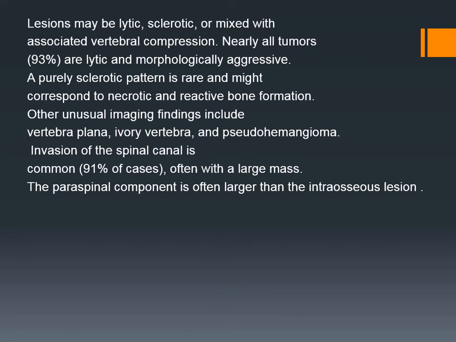Lesions may be lytic, sclerotic, or mixed with associated vertebral compression. Nearly all tumors, 93%, are lytic and morphologically aggressive. A purely sclerotic pattern is rare and might correspond to necrotic and reactive bone formation. Other unusual imaging findings include vertebra plana, ivory vertebra, and pseudohemangioma.